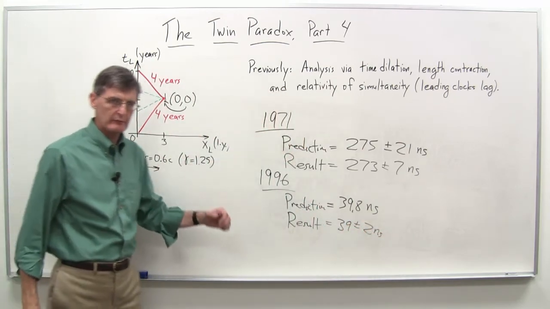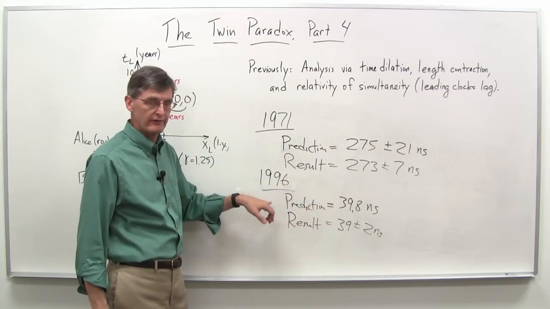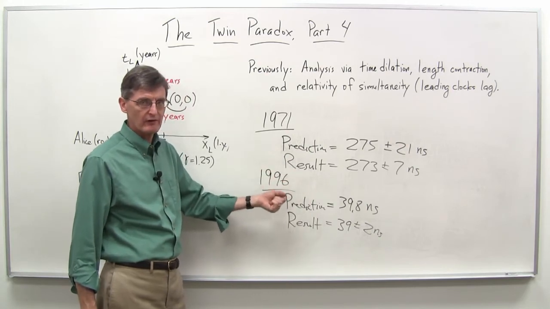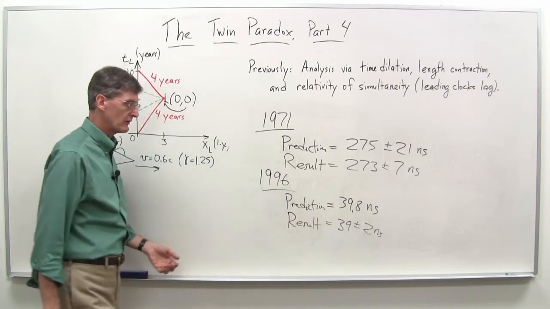You don't have to remember these numbers, of course. But the point is they're getting results that are very close to the theoretical predictions. And also just the fact that these are very, very small time amounts here. Billionths of a second are what nanoseconds are.